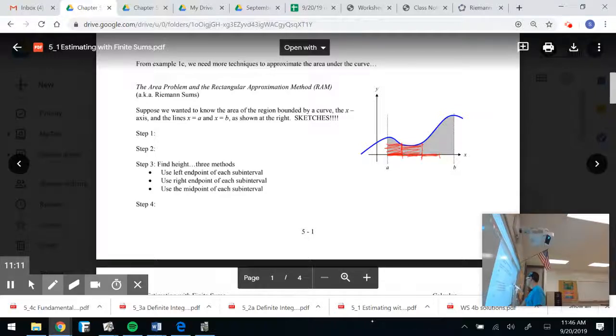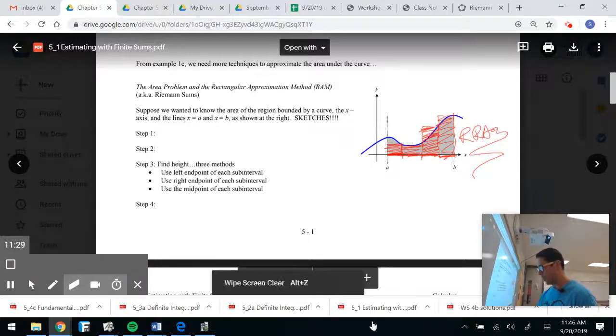Here's my next subinterval. Go to the right endpoint. Ooh, that overestimates that bad boy. Booyah. And then here's my last one. Go up to the right. Booyah. Okay, class, that is called RRAM. Hopefully you have an idea. What the heck is MRAM?